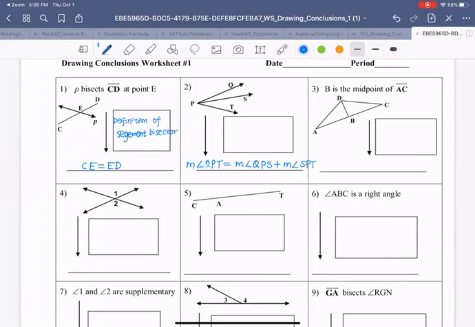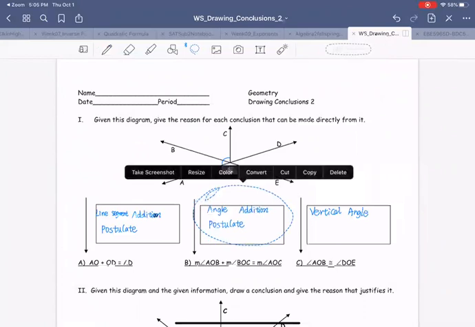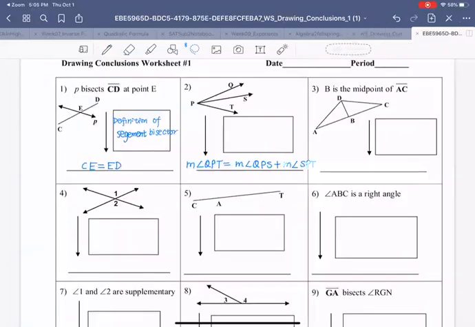Which theorem? We visited this one just now. Look, what do we write down? Angle addition postulate. Yes. That makes sense? Kind of remember now? Okay. You want to remember those things to make yourself good on the quiz.